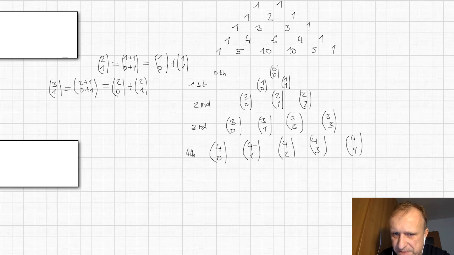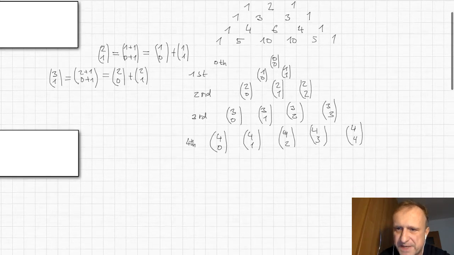This plus this is 4 choose 1. This plus this is 4 choose 2. This plus this is 4 choose 3. Check it yourself. This is really what the Pascal's theorem says.